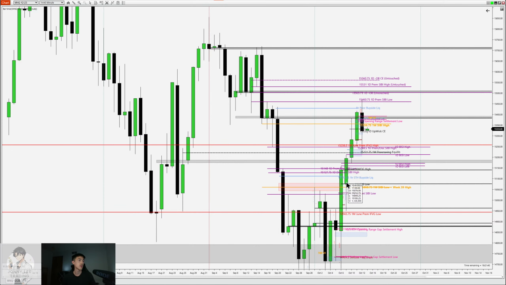So this was the beginning of the week, right? This is the low of the week. If we take a look at the low and the high of the week, typically I would look for Friday to retrace 20 to 30% of the weekly range. It's already done that.